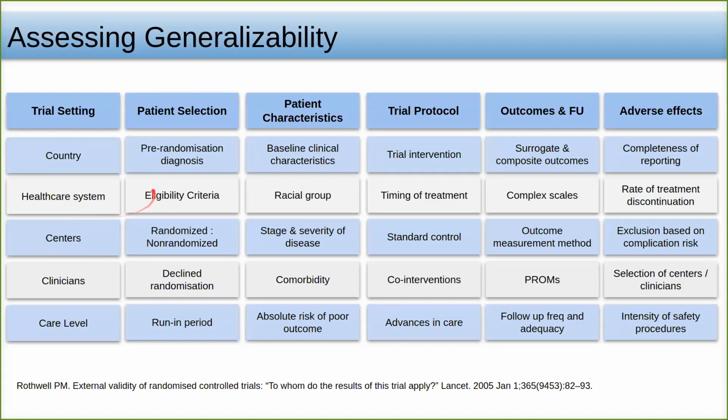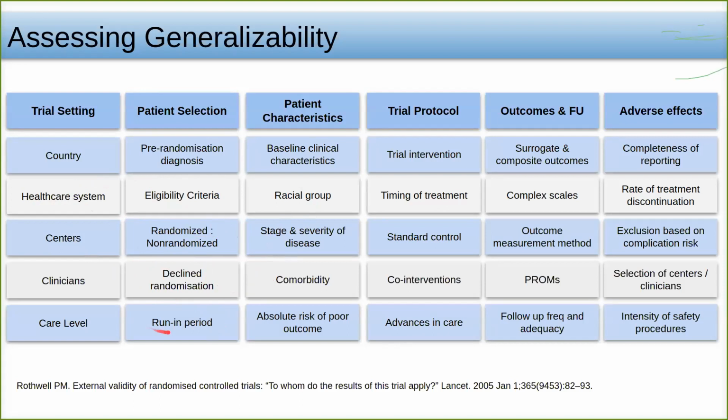The healthcare system in which this study was done is very important. You need to look at whether you are looking at a randomized or a non-randomized intervention. You need to look at what number of patients declined randomization, and now there is a move to show the kind of characteristics a patient who declined randomization had. Of course, there are ethical issues with collecting data in this population, but still, this is something important.